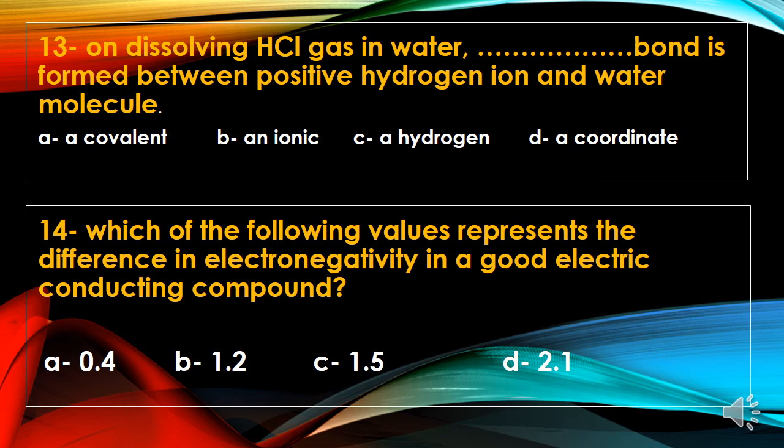Question number 14. Which of the following values represents the difference in electronegativity in a good electric conducting compound? A, 0.4; B, 1.2; C, 1.5; D, 2.5. Ionic compounds are good conductors of electricity, and the difference in electronegativity is more than 1.7. So the answer will be D.